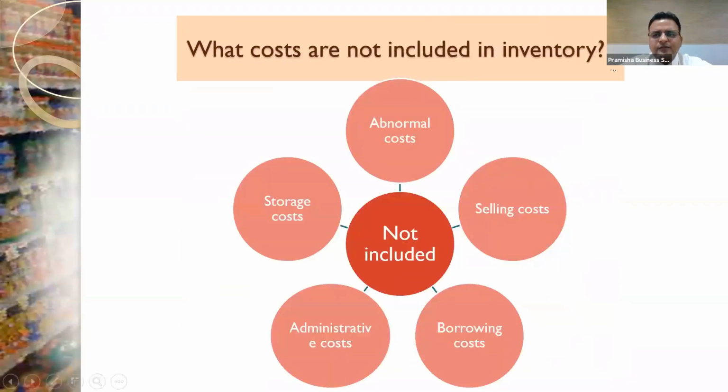These are not included as part of your cost of inventory. Any abnormal cost, which is not normal, like a fire, cannot be included as part of your cost of making that one unit, because these are not normal. Selling costs are excluded; they do not constitute part of your cost of making that unit. Borrowing cost, if it is not a qualifying asset. Administrative cost and storage cost, where you are storing it for your own benefit, are not necessary.